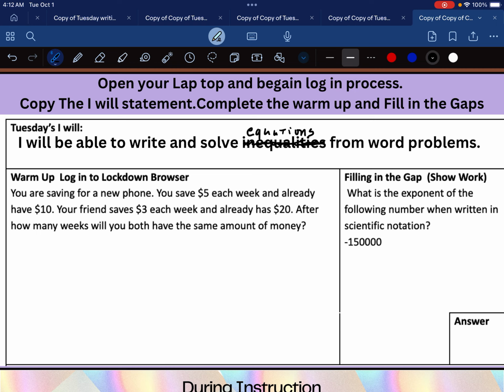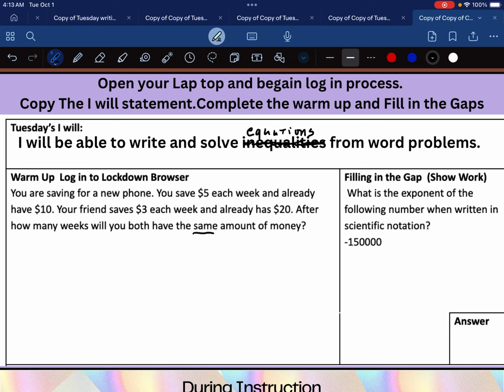Your warm-up for today. You are saving for a new phone. You have saved $5 each week and already have $10. Your friend saves $3 each week and already has $20. After how many weeks will you both have the same amount of money?